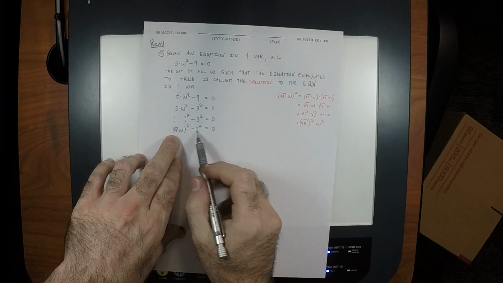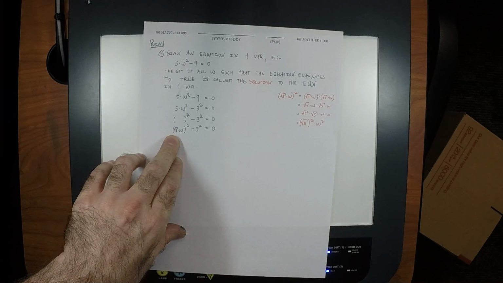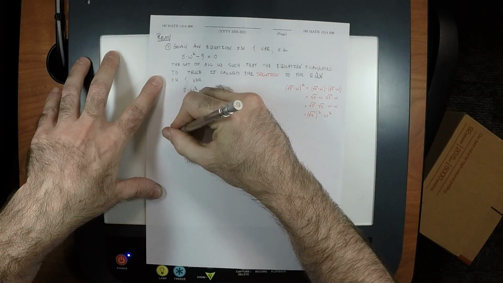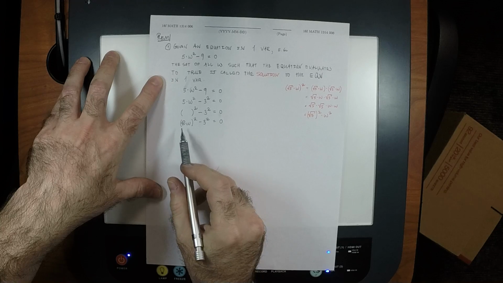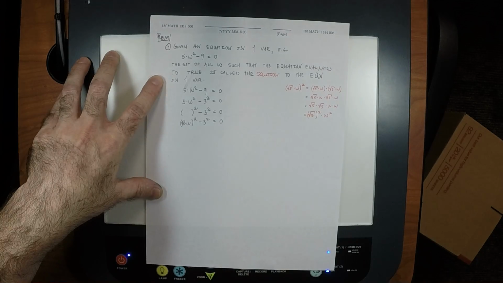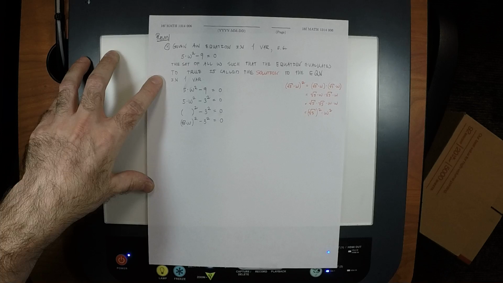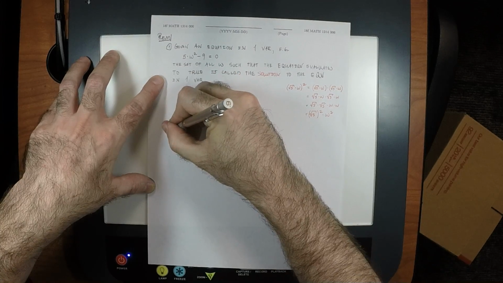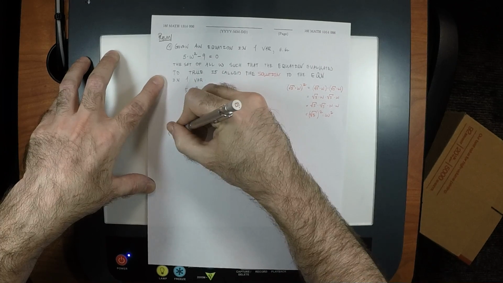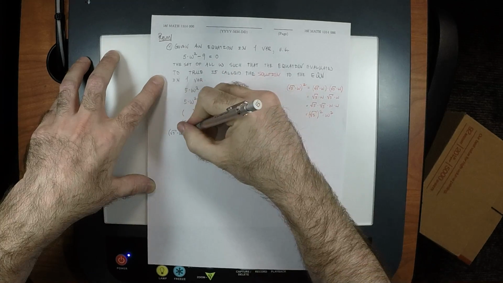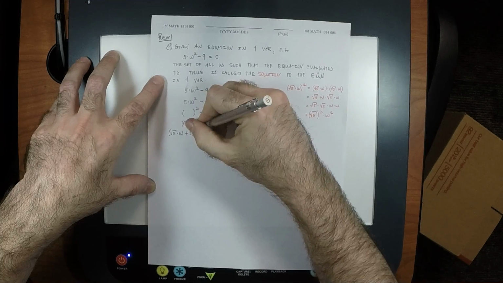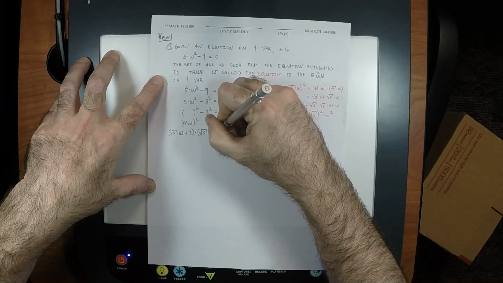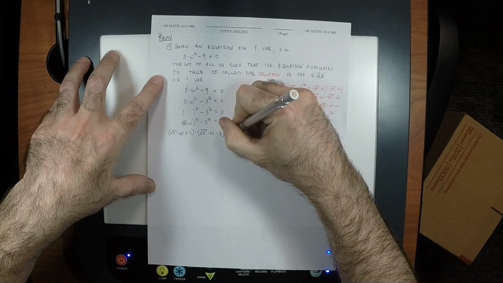Okay, so now this factors into the product of conjugates. The product of conjugates says that if you have a squared minus b squared, then you have two binomials, a plus b and a minus b, and those are conjugate to each other. So it factors like this: square root of 5 w plus 3, multiplied by square root of 5 w minus 3, equal to 0.